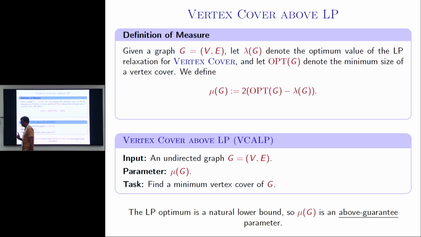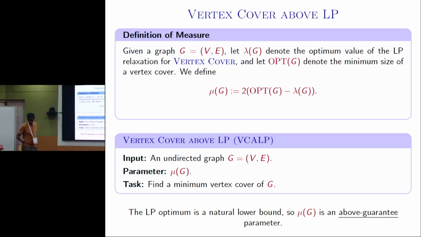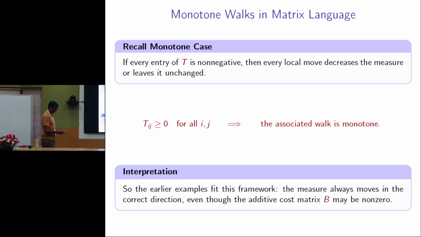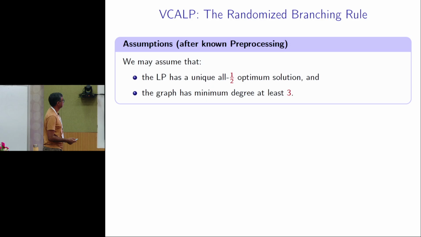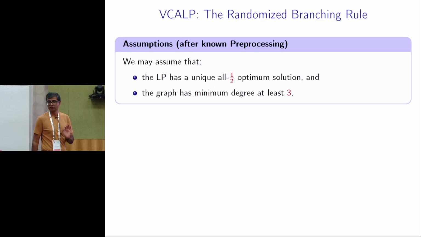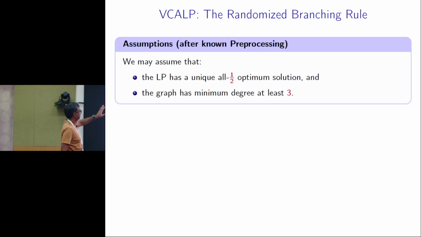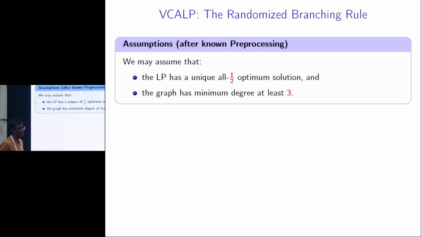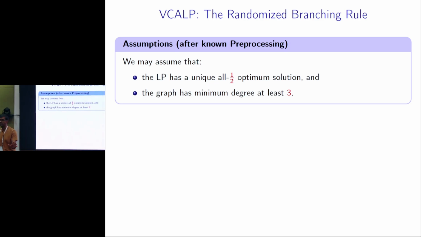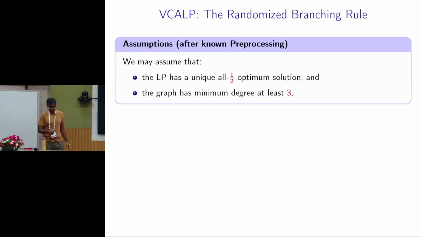Now, I'll give you a situation. Okay, so here are the standard branching rules, processing rules. LP has an all-half unique optimum solution, and the graph has minimum degree at least 3. So you can do all this preprocessing and get here.